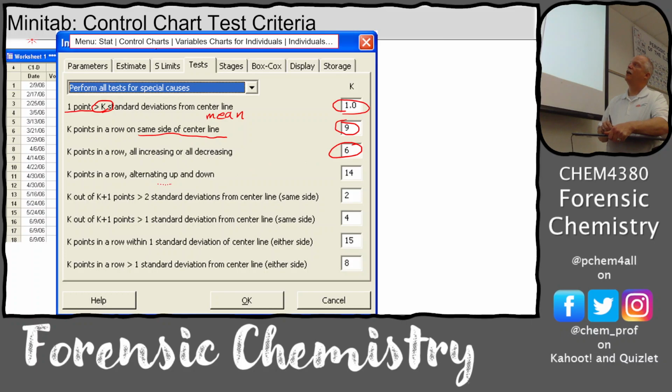Okay, what about alternating up and down? Again, that's not random either. How many times would you need that? Well, you're going to have a lot of that behavior, but this would be 14. If that happens 14 times, 14 data points up, down, on the other side of the mean, then it says, okay, you might have a problem you want to look at.